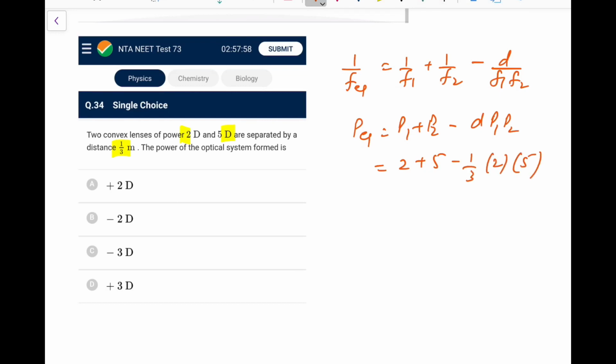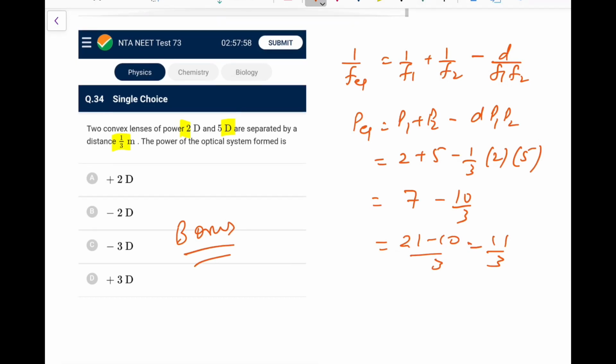So we are going to have 2 plus 5 is 7, and this would be 7 minus 10 by 3. That is 21 minus 10 by 3, which comes out as 11 by 3. So I don't see any option here. I can't help, there is no option. In the solution, they have taken one power to be 2 and one to be 3. In the question they have written 5, so I can't help. So this is still a bonus one for you.